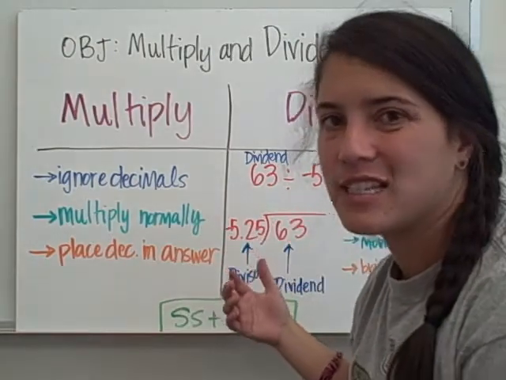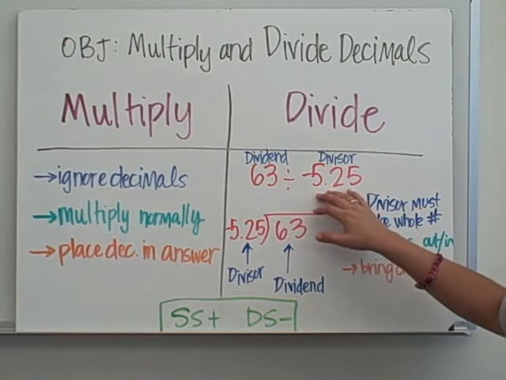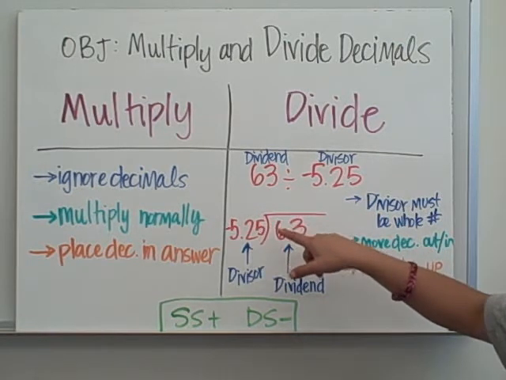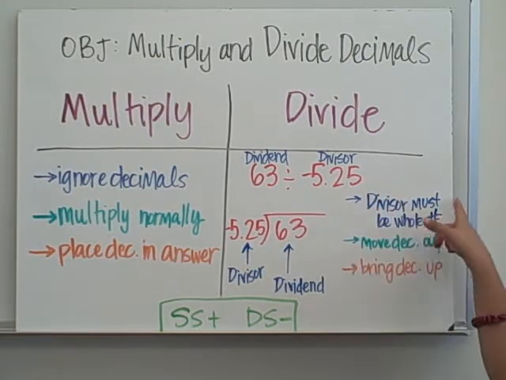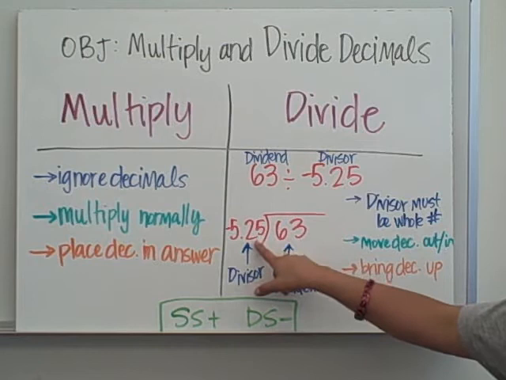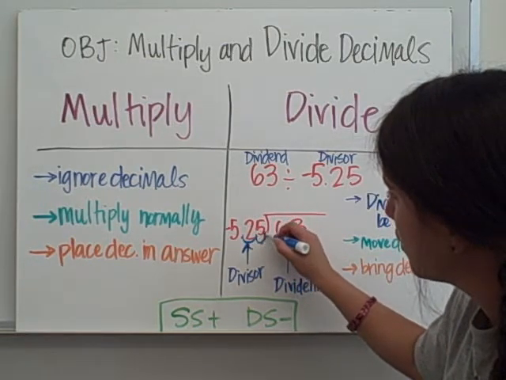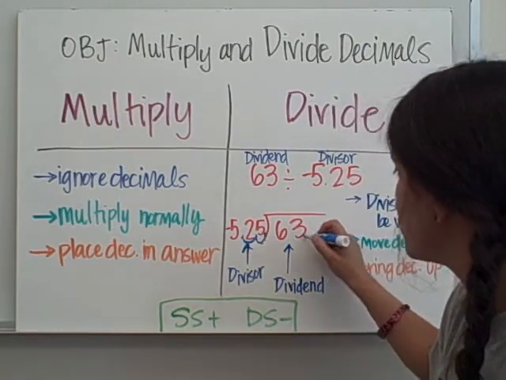When you divide, it's a little trickier. When you divide, you have a dividend and a divisor. The divisor is the one that you're dividing by. It's the one that goes on the outside. That number has to be a whole number. Your divisor must be a whole number. If it's not a whole number, you're going to move the decimal over, and then whatever you do to the outside, you also have to do to the inside.